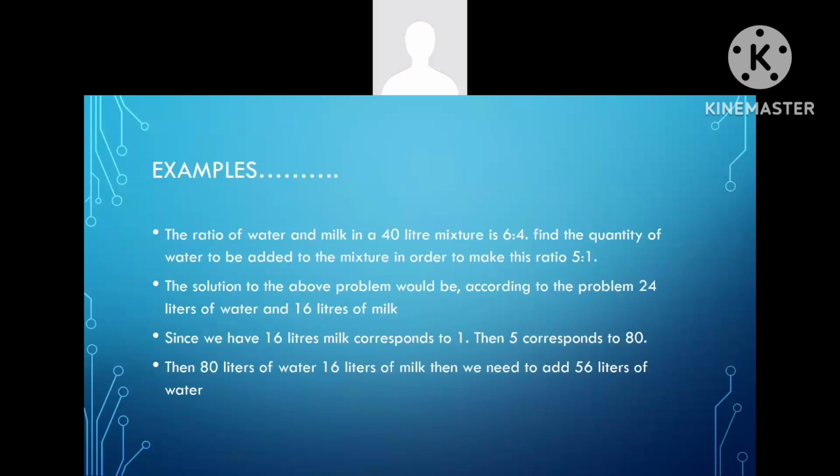Next, another example. The ratio of water and milk in a 40-liter mixture is 6 is to 4. Find the quantity of water to be added to the mixture in order to make this ratio 5 is to 1. The solution: according to the problem, there are 24 liters of water and 16 liters of milk. Since 16 liters of milk corresponds to 1, then 5 corresponds to 80. Then 80 liters of water, 16 liters of milk, so we need to add 56 liters of water, that is 80 minus 24.